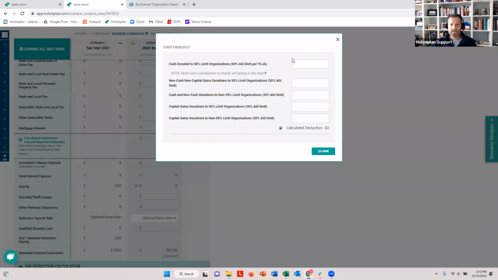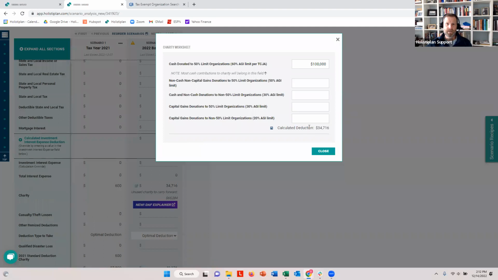So if I were to give these folks a cash donation, let's say they wanted to write a $100,000 check, you could put $100,000 into this row, but Holistiplan will cap the actual calculated donation as a percentage of their adjusted gross income. See, we already did it right here, $34,716. And you'll see that's the deduction that we're using.